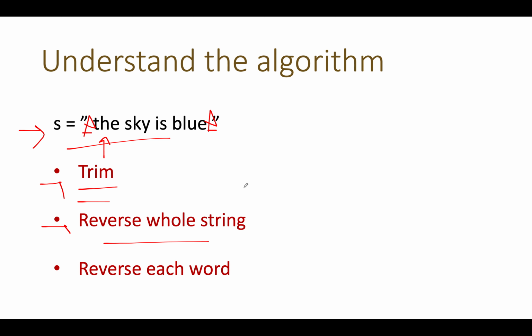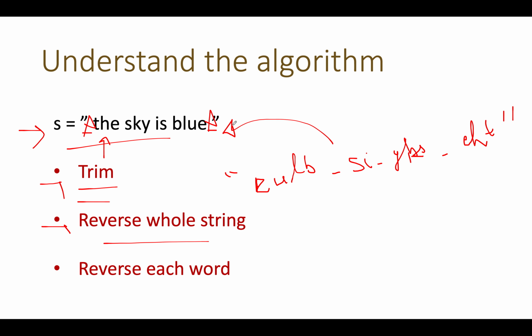So what would be my updated string? My updated string would be E-U-L-B, space, S-I, space, Y-K-S, space, E-H-T. This is my updated reversed string of the input string that was given to me.